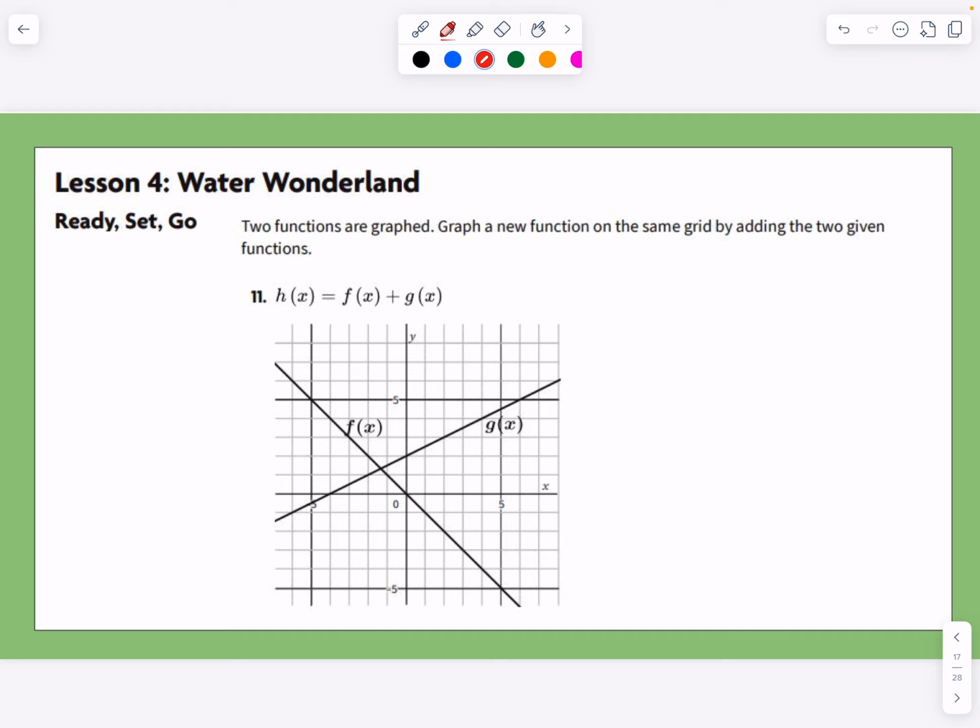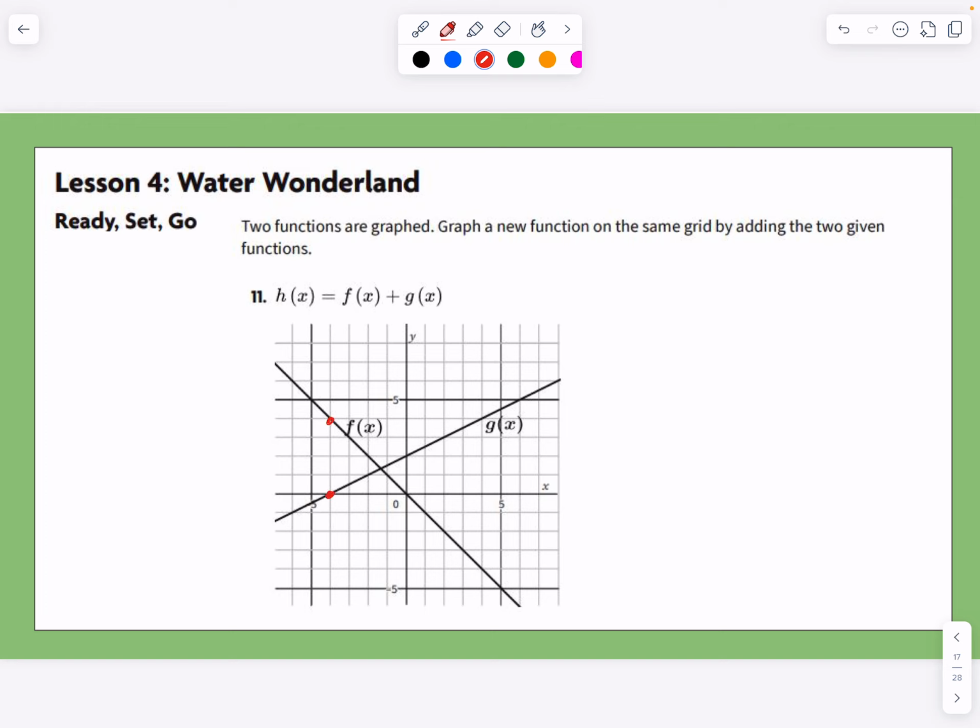And I don't have a great answer for you. I have a couple ways of approaching it, but not a fun way. So this is probably one you're going to want to just double check with your teacher on, to see what they want you to do to draw this new function on the grid by adding the two different functions. Because you have to come up with an equation for both functions as one way of looking at it, or figure out if you have points that you can use to figure out kind of what's in the middle, so to speak.